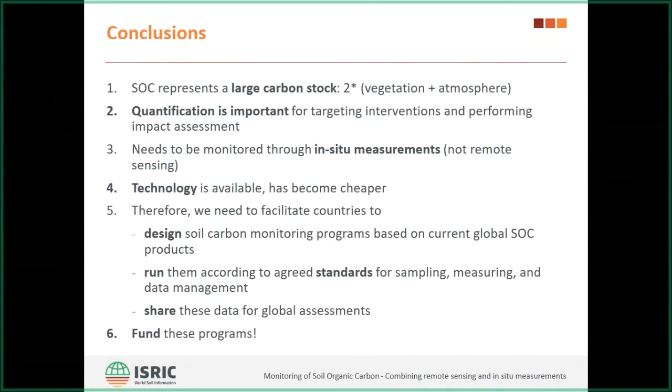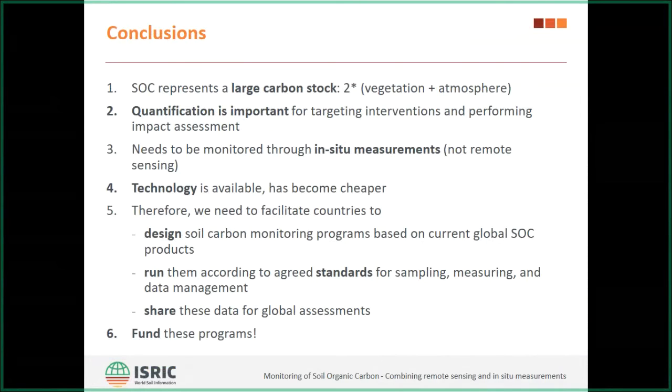My conclusion here is that we need to facilitate countries to design soil carbon monitoring programs based on current global stock products. The design of those programs can be based on where there's data already available, and where the predictions are accurate and not accurate, in order to add maximum value to the current products, and run them according to agreed standards for sampling, measurements, and data management. The problem is that the technology is there, people are willing to do this, but these programs are not easy to get funded.